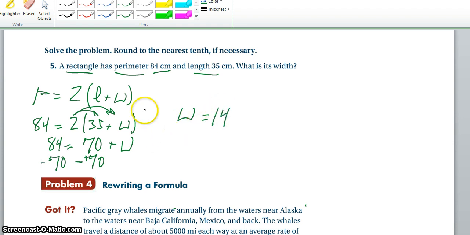And, sorry, we forgot to distribute back here. My apologies. There should be a 2 in there. So this is 2W is equal to 14. And since we can divide by 2, we will get that W is equal to 7. Check your units, centimeter, centimeter. So that means this must be centimeters. We can move on down and do problem 4.